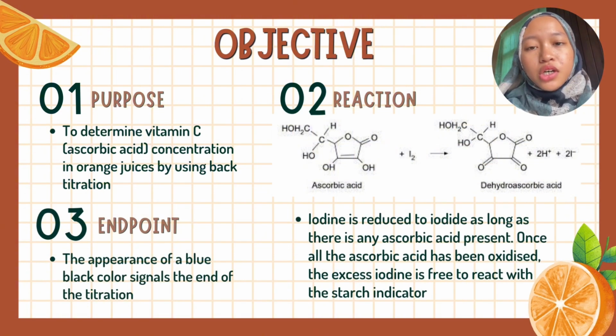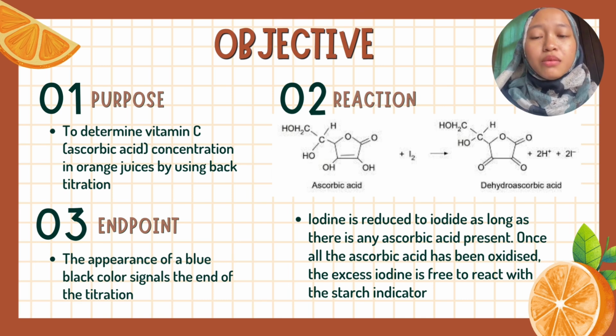Okay, next we go to the objective. So, our main purpose is to determine the vitamin C or ascorbic acid concentration in orange juice using back titration. The reaction involved in this process is between ascorbic acid and iodine. Ascorbic acid then reacts with iodine, reducing it to iodide.